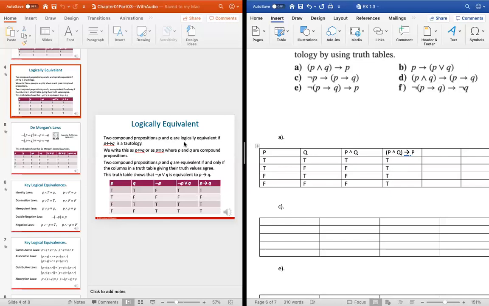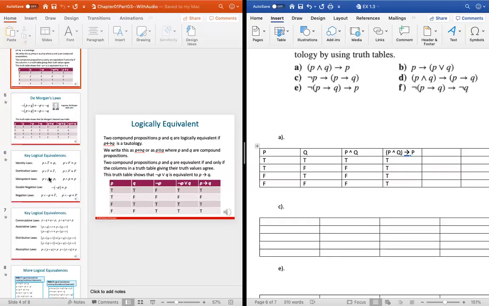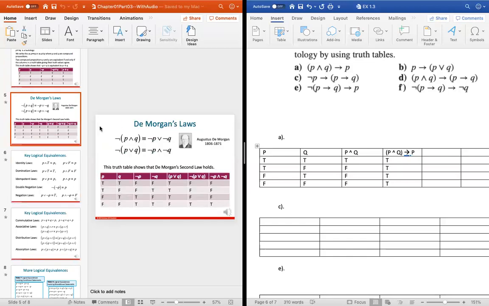Okay, so again, just using the truth table. If you have a truth table on the side, again, here you will have to memorize these equivalences and truth tables. They are very important.